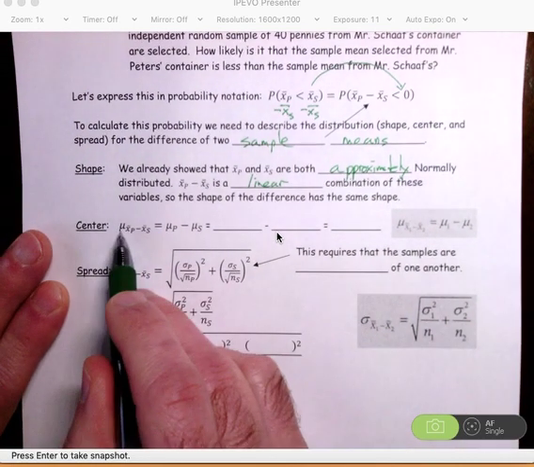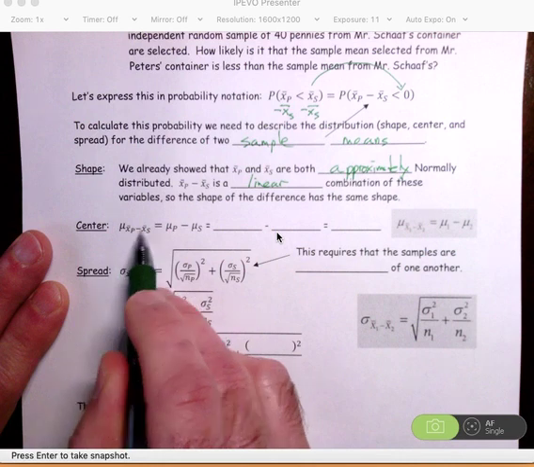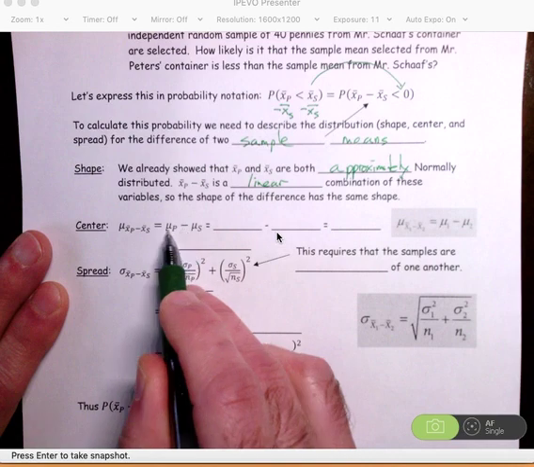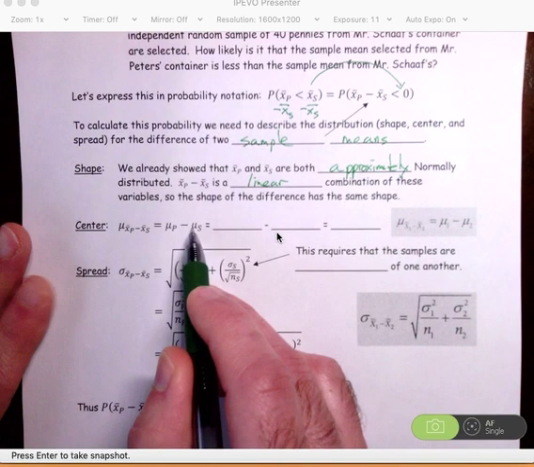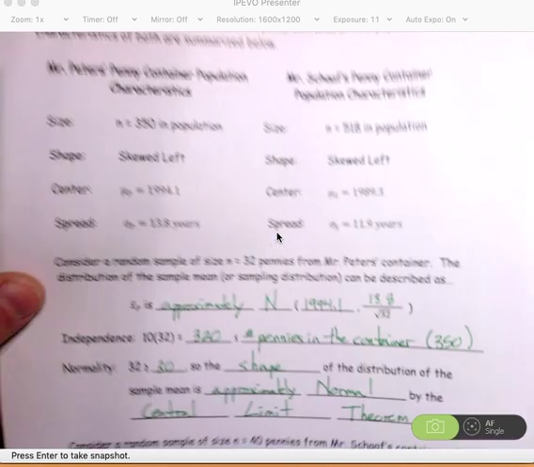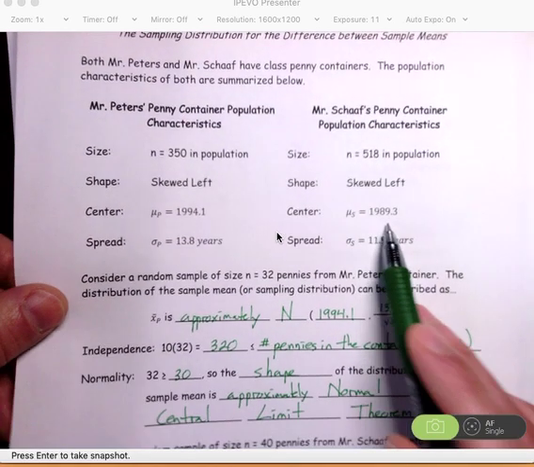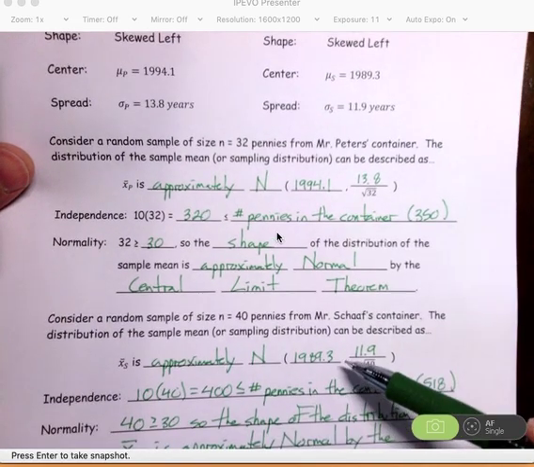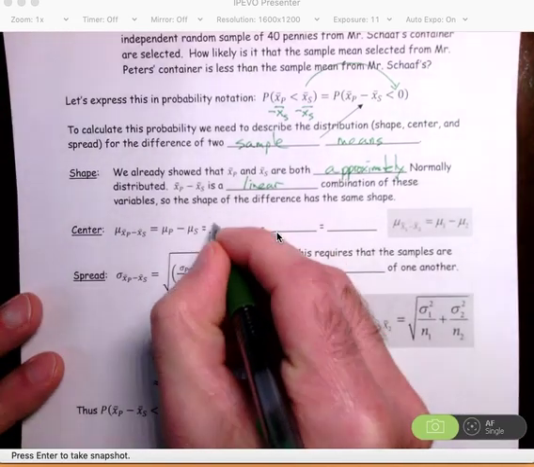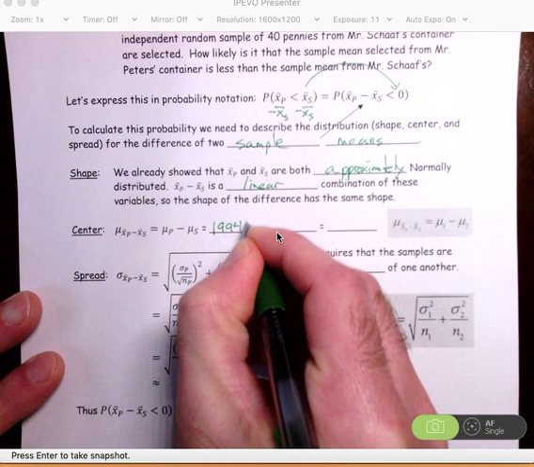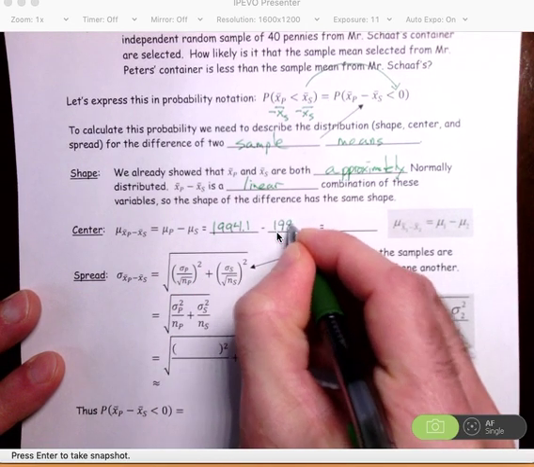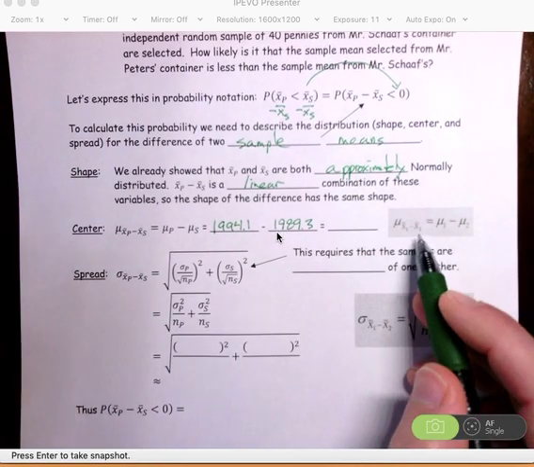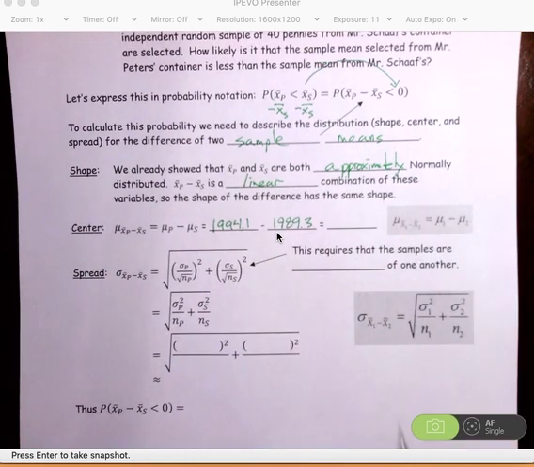So to find the center, the mean of the difference between the two sample means, all we need to do, means are easy to work with, is take the difference of the two means of the populations. So we already know those. These are the means for the populations. Those are the means from the sampling distributions, the 1994.1 and the 1989.3. That difference will be the mean of the differences. This is what it looks like. I put a picture of what it looks like on the formula sheet.